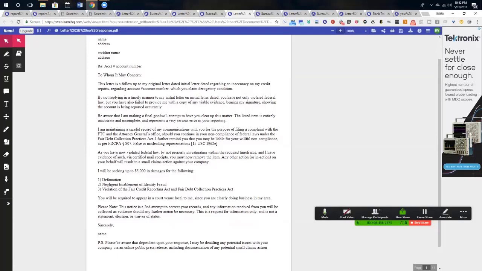Okay, so this is basically stating that, by not replying in a timely manner, they're in violation and that this is very serious and reporting on your credit report, blah, blah, blah. I'm going to sue you if you don't remove this. You don't really find out until letter number 3 what the actual magic is behind this.